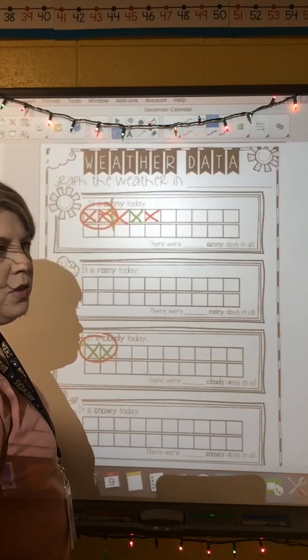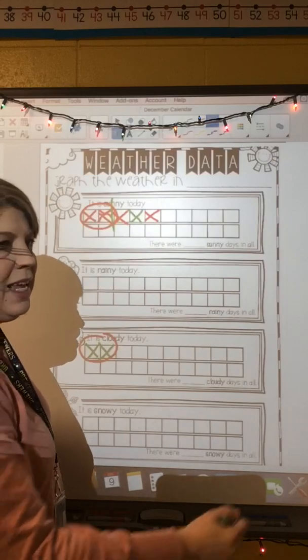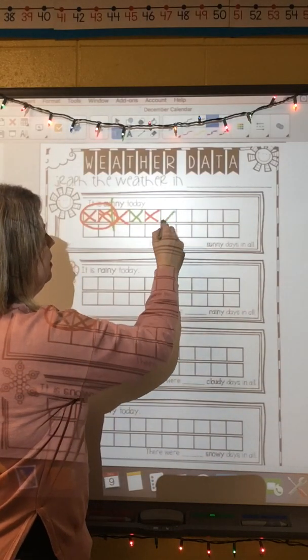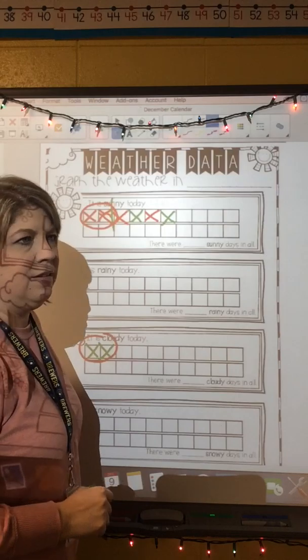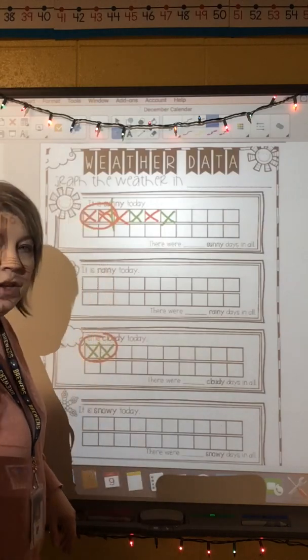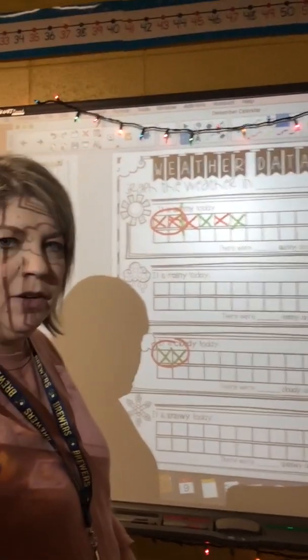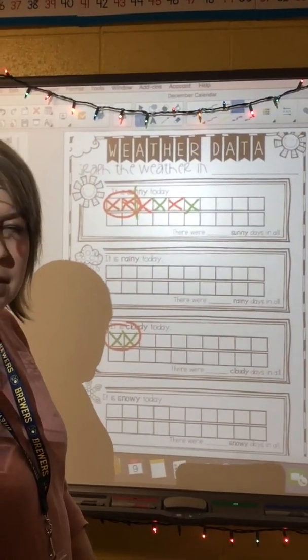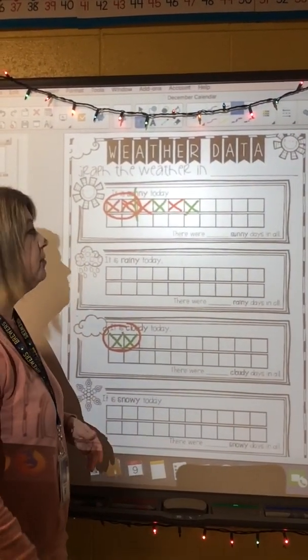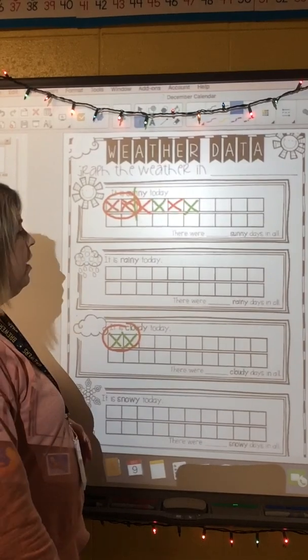All right, turn the page and look out your window. What kind of weather do you see? I am seeing sunny again. Sunny weather outside. It's kind of crazy for December. We're having some good December weather, unless you love snow. Right? If you love snow, then you're having a bad December.